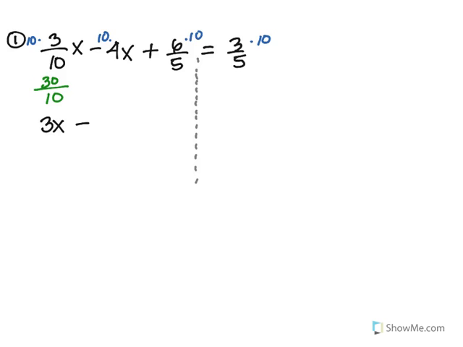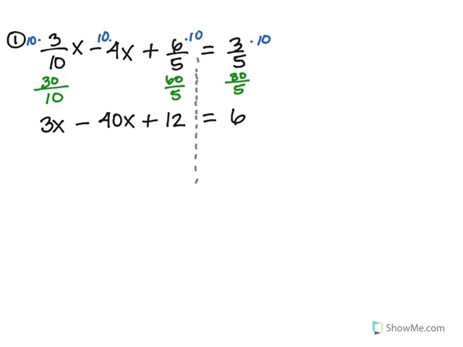Minus 10 times 4x would just be 40x, plus that would be 6 times 10 is 60, but I need to divide it by 5, and that would give us 12 equals, this would be 30 over 5, which reduces to 6. So it's a lot easier to work with if you clear out those fractions, okay? So we got a basic equation.